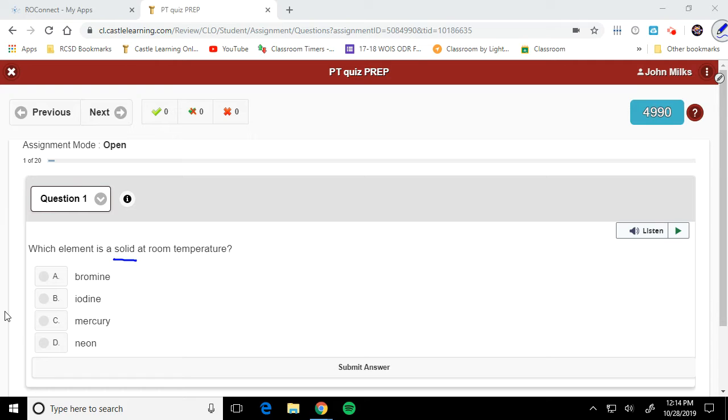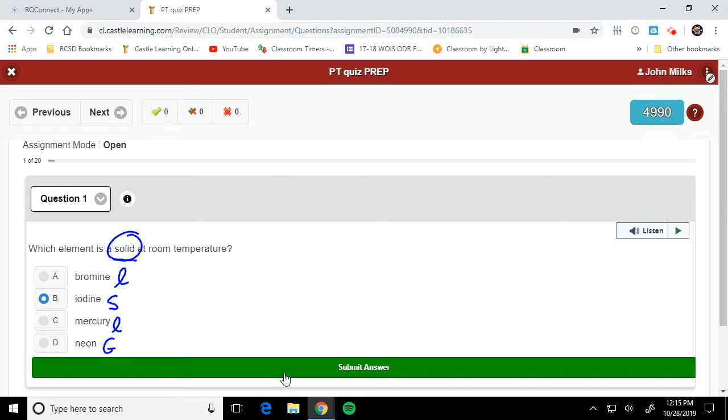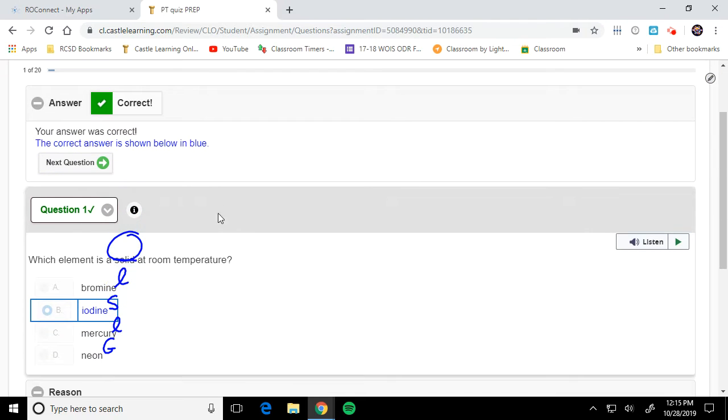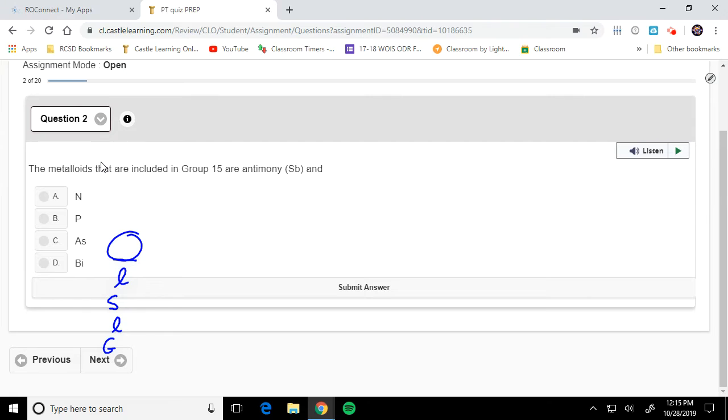Neon is a noble gas, so that's a gas. Mercury and bromine are my two liquids. And you can see now that three of these things kind of match, except they're not all three liquids. They're just all three not solids. So iodine is my solid. Going back, which is solid at room temperature. Room temperature is just another word for standard temperature and conditions. And here we go, we got it right. Okay, moving on to the next question.